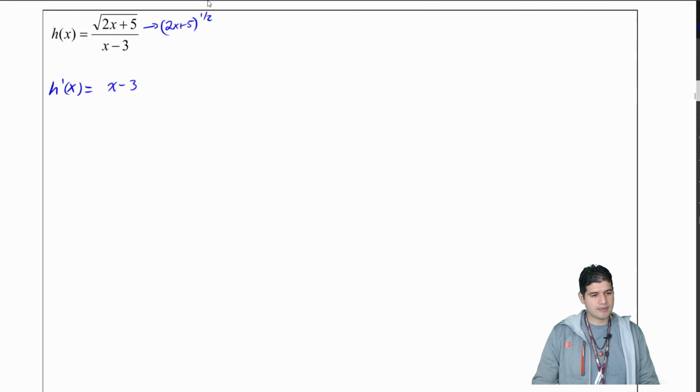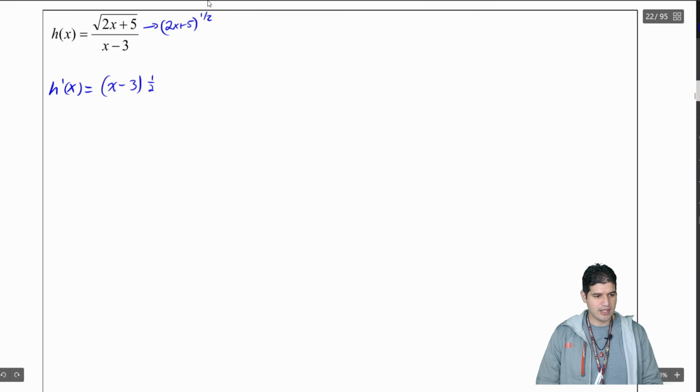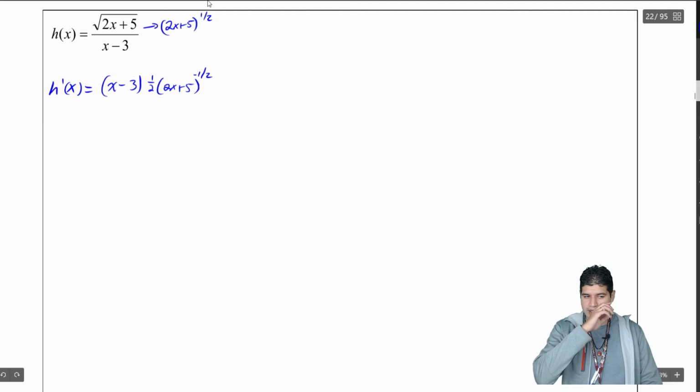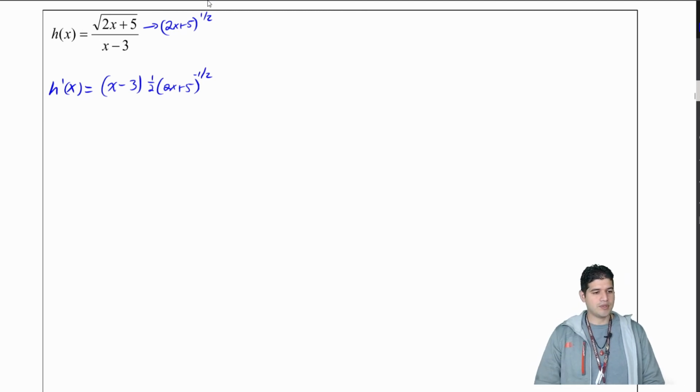So I'm going to get x minus 3 times the derivative of the square root of 2x plus 5, and that's where I'm going to have a chain rule. So I'm going to bring the 1/2 down. I'm going to hold on to the 2x plus 5, but then make the exponent negative, so subtract 1 from that 1/2. And I'm going to multiply by the derivative of the inner part, so times 2.